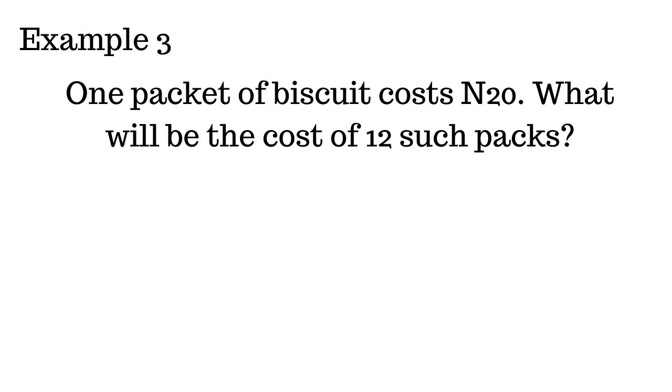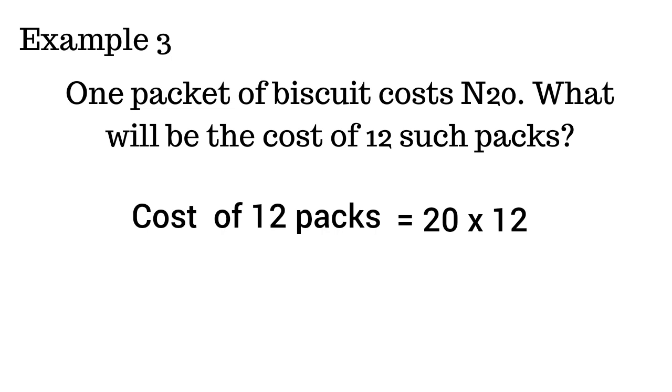Example 3. One packet of biscuits costs 20 naira. What will be the cost of 12 such packs? Now, I want us to picture a pack of biscuits. One of it is 20 naira. What will be the cost of 12 such packs? So picture 12 of such packs of biscuits, and each of them costs 20 naira. How are we going to get the cost of all of them? It's simple, right? We can just say 20 times 12. That will give us the cost of all of them.